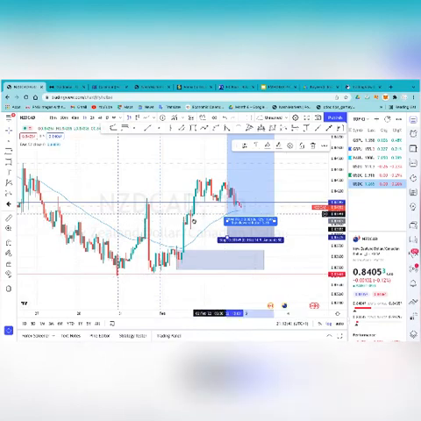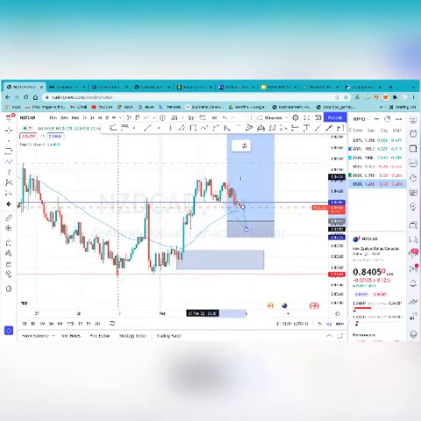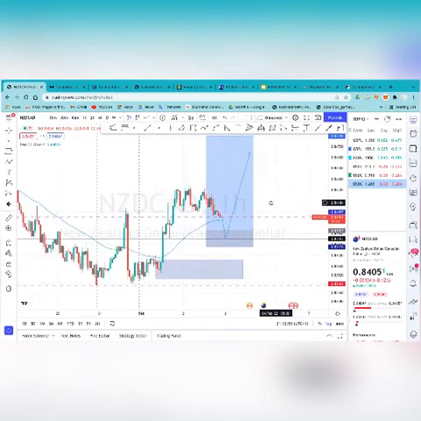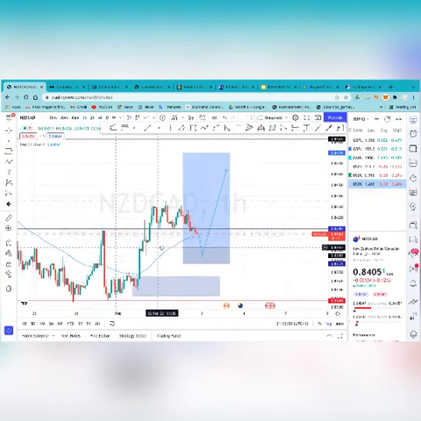I'm expecting the same thing for this. The market could likely touch this weak point, and then aggressively take out this high. So that's that for this particular trade.